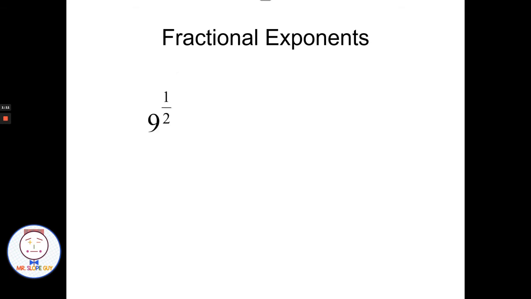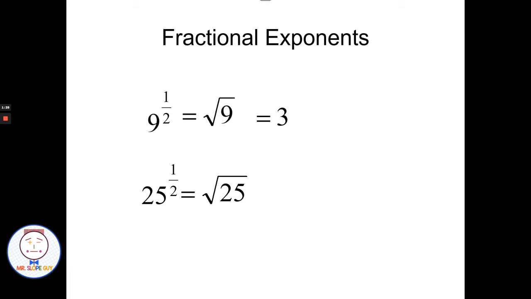So 9 to the 1 half, an exponent of 1 half is asking for square root, so the square root of 9 is 3. 25 to the 1 half is asking for the square root of 25, and the square root of 25 is 5.